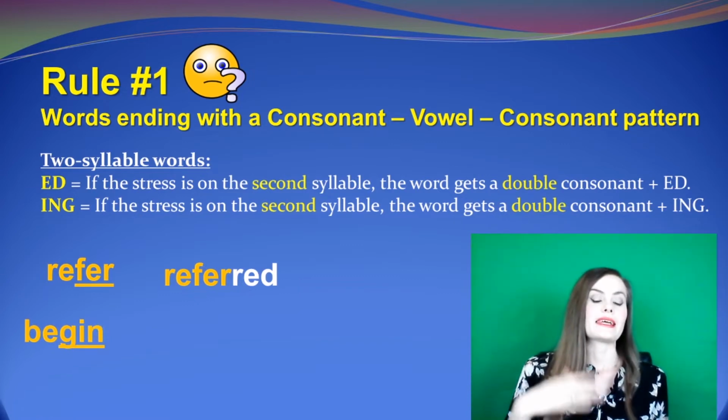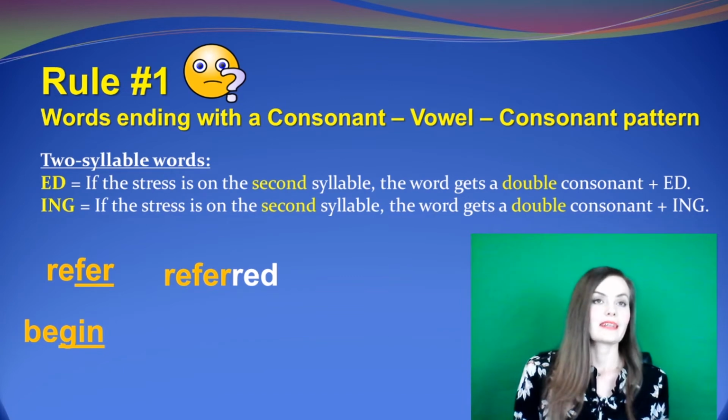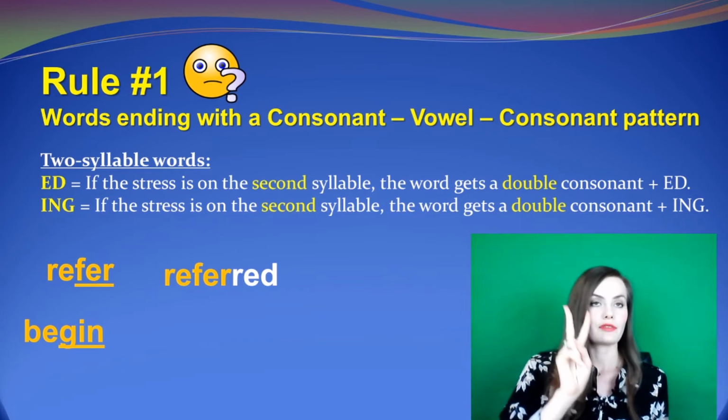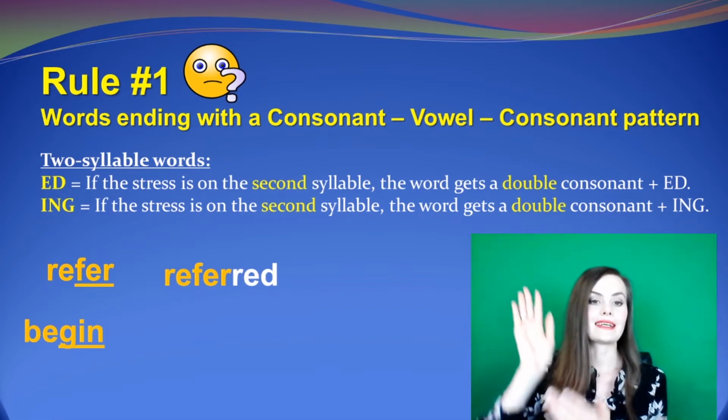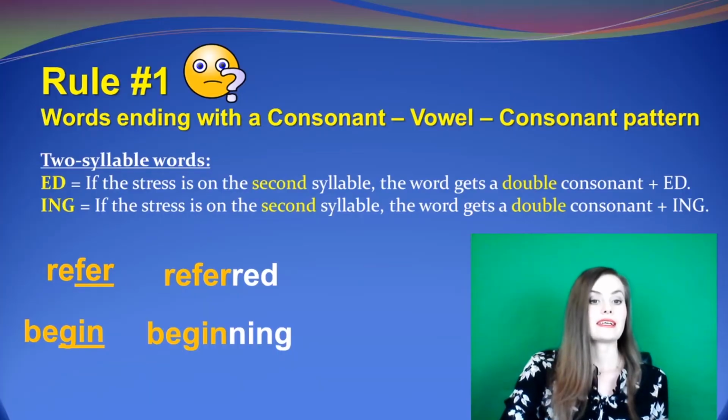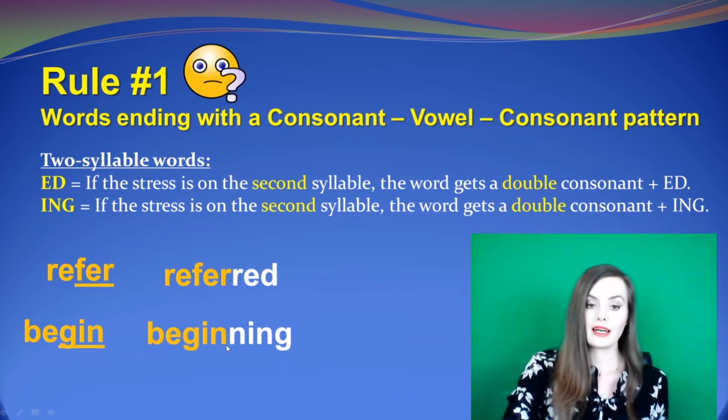Next word is begin. To begin something. Again, we have two syllables, right? The stress is on the second syllable, begin, begin. Okay, and we get beginning. If you look here, you will notice that we doubled letter N because the stress is on the second syllable. Not on the first syllable, but on the second syllable. Beginning. Okay, you got it.